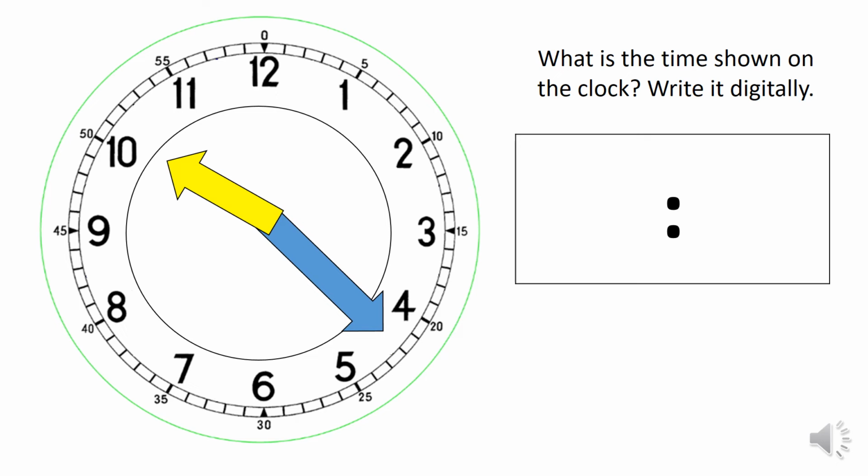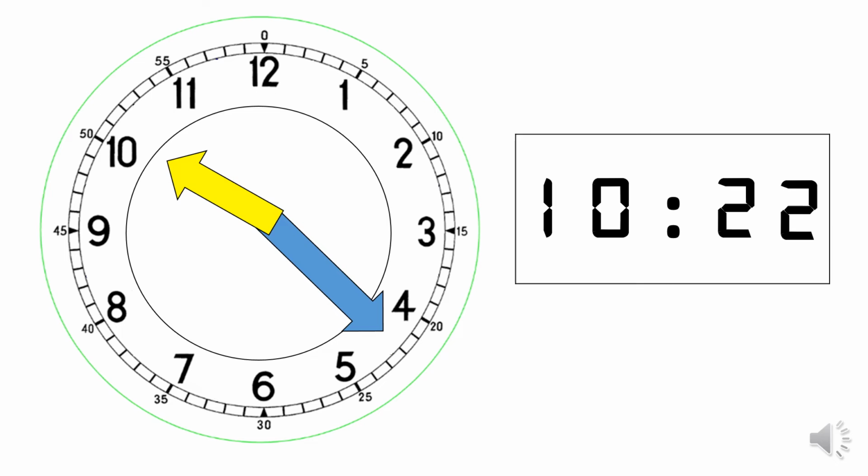Try this one for me. What's the time shown on the clock? And write it down digitally. Take a pause in the video. Can you be really accurate and do it to the nearest minute? The hour hand here is pointing towards the 10, and the minute hand is pointing at 22. Therefore it's 10:22.